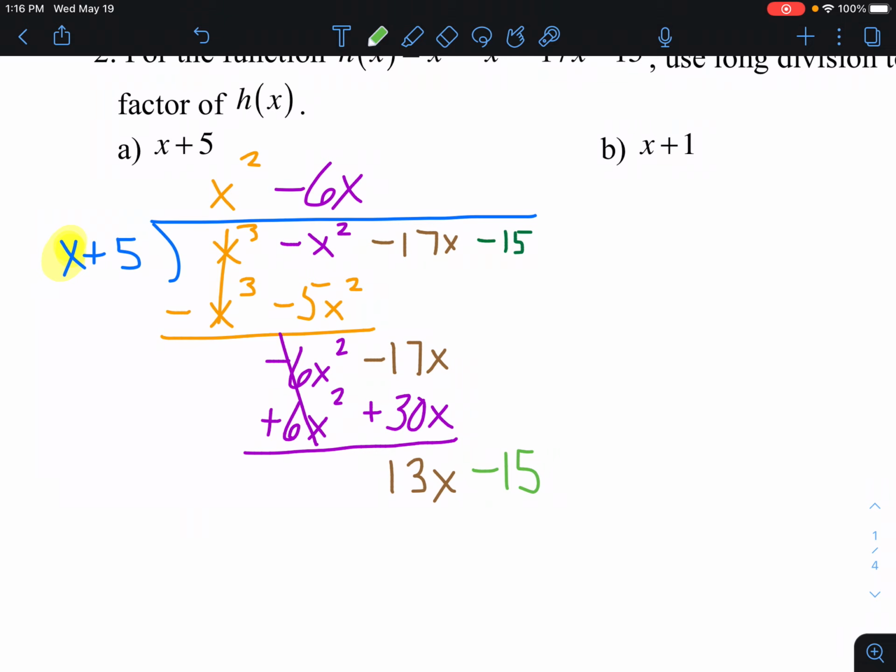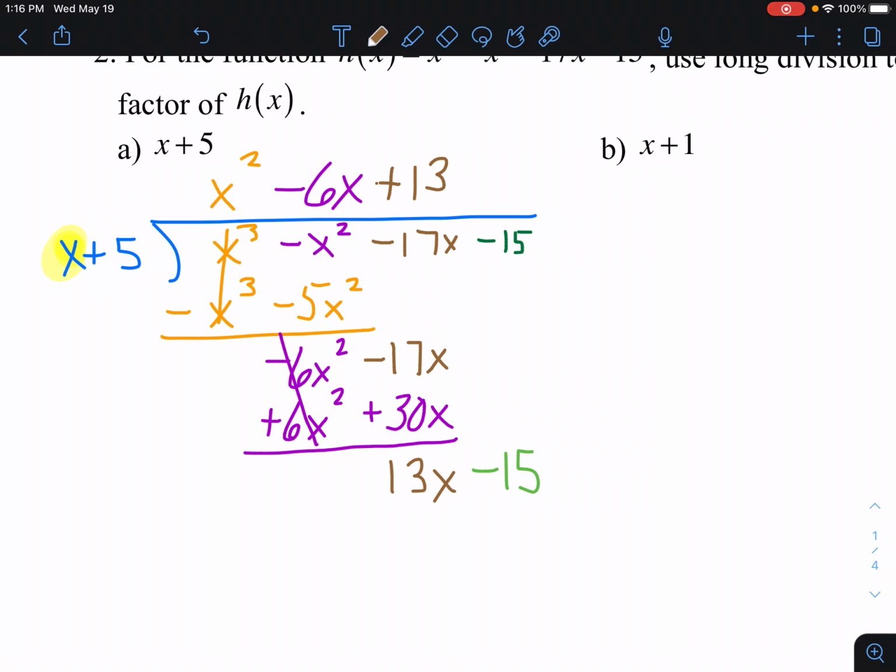So now we are going to divide again. We're going to do the first term divided by first term. 13x divided by x is 13. So we'll put a plus 13. Don't just leave a blank in between terms. At least put a plus, if not a minus.